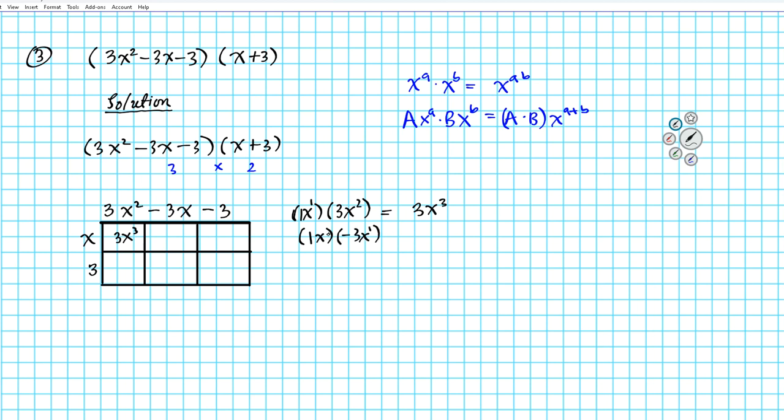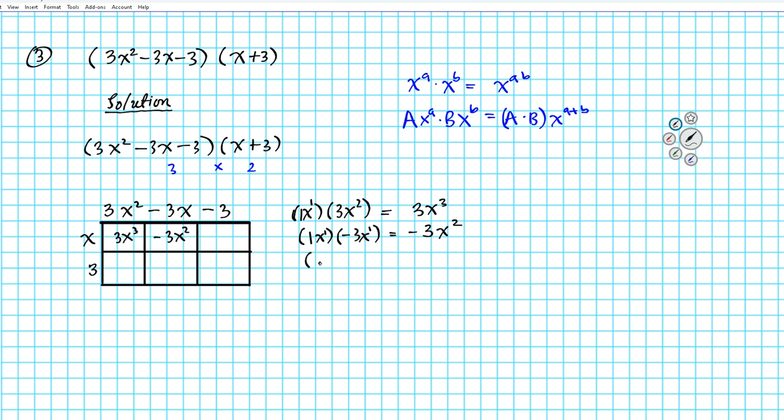All right, let's put powers here so we know what we're doing. 1 times negative 3 is negative 3. x to the 1 times x to the 1, you add the powers, x to the 1 plus 1, x squared. So this is negative 3x squared, the product of these 2 terms.